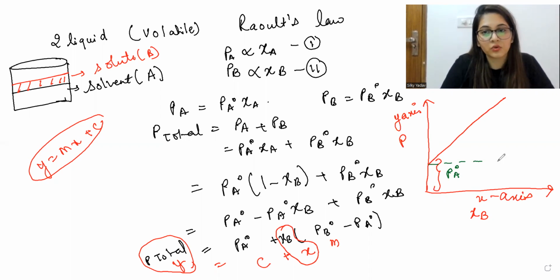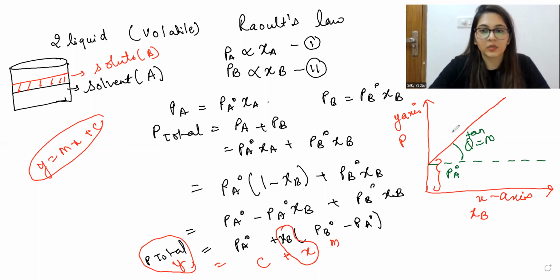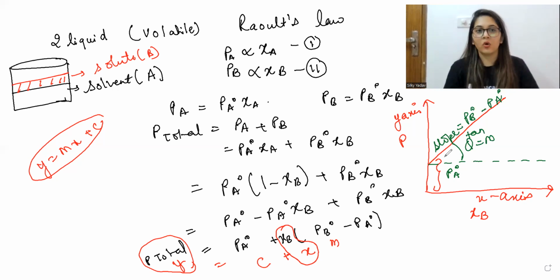And if I just draw it like this, you all can get the theta value, where tan theta is equal to m, which is the slope. So the slope for this line is PB naught minus PA naught, right? So this is all about the two volatile liquids. If you're mixing them, how the partial pressure is going to be affected. The slope is telling us that, right?